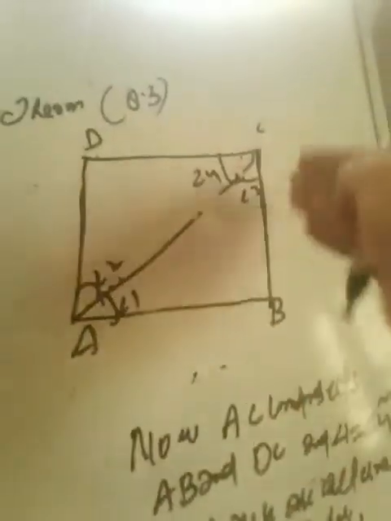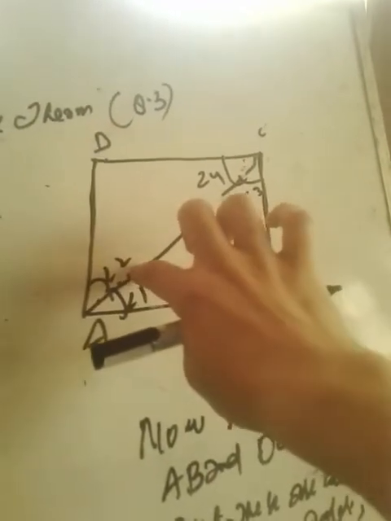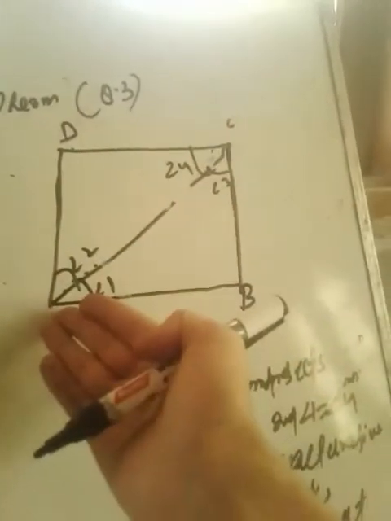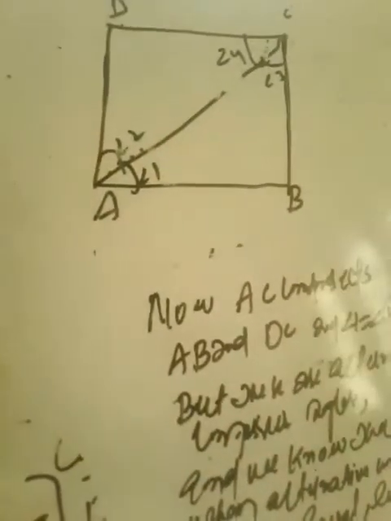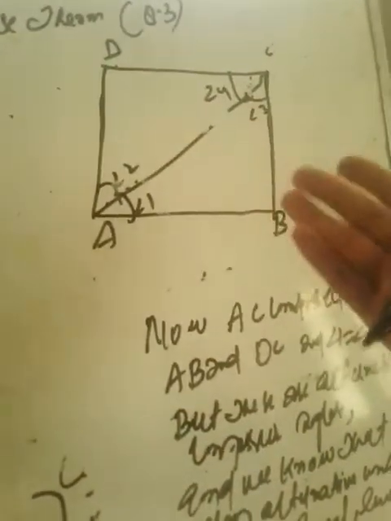Similarly, we can prove that AD parallel BC. How? Simple. Angle 2 is equal to angle 3. Consider this as transversal, and angle 2 is equal to angle 3. These are alternate interior angles, so lines are parallel, therefore AD parallel BC. Now we have shown that AB parallel DC, AD parallel BC.